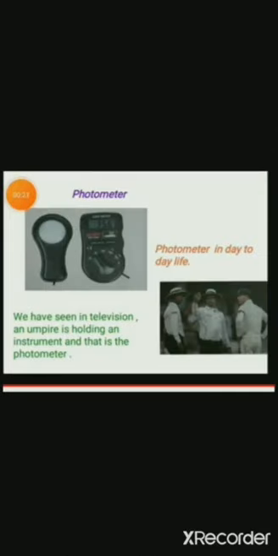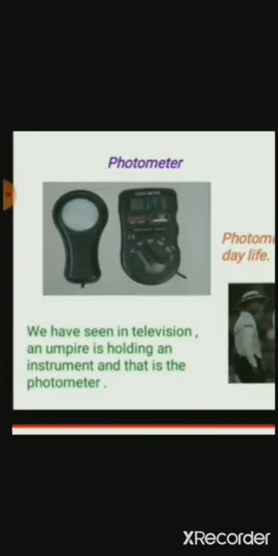Have you seen this picture? Television. What is the person doing? He is checking the intensity of light by using some instrument. This instrument is a photometer.